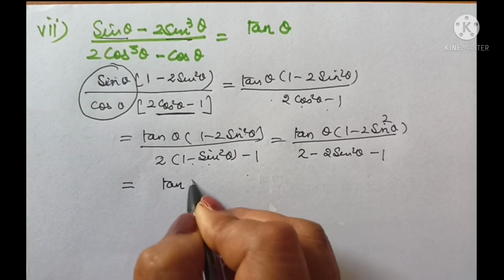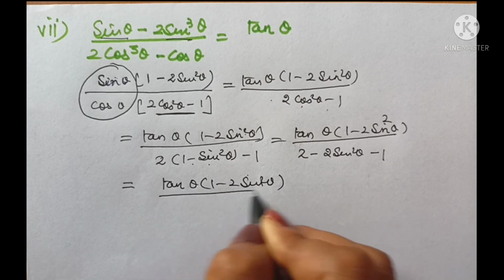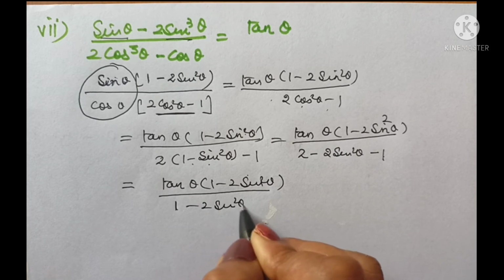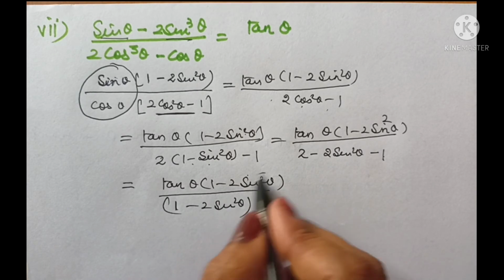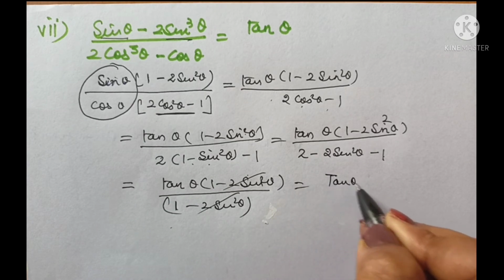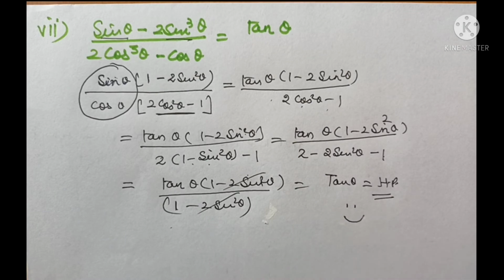See, there is very little we are doing in one step to make you understand. So 2 minus 1 is 1 minus 2 sine square theta. Now you can see that these two terms are exactly the same and you can cancel them out. So I am left only with tangent theta, which was required to be proved. Hence proved. Got it?